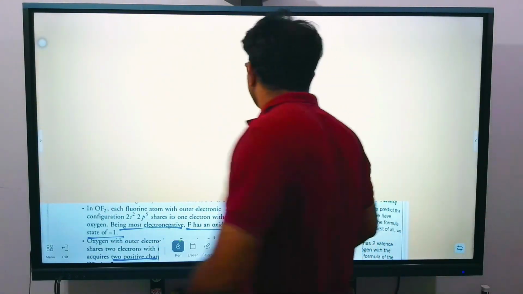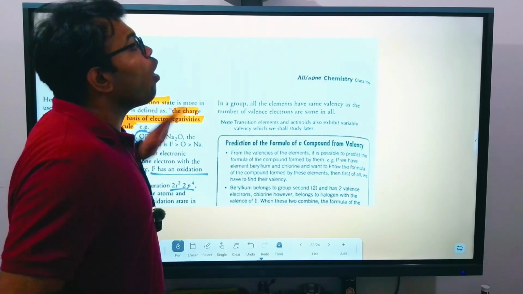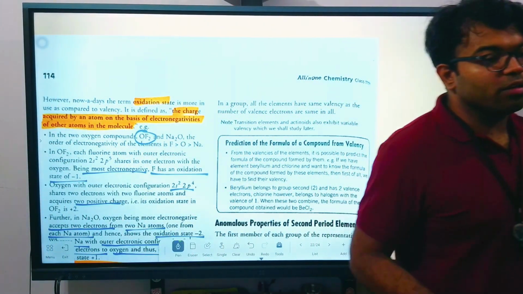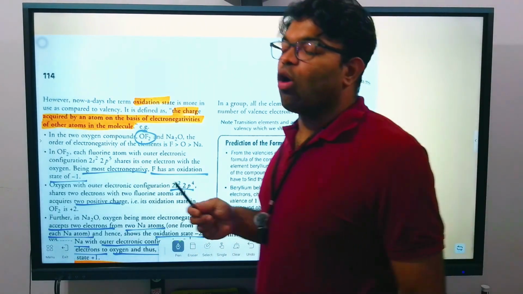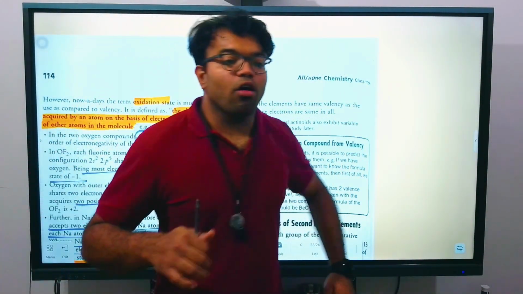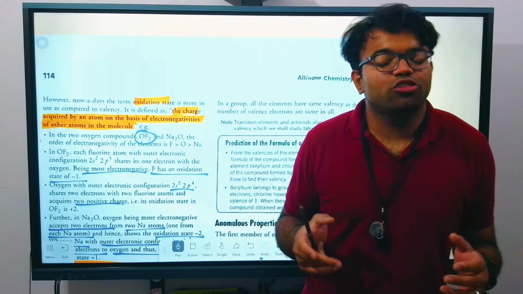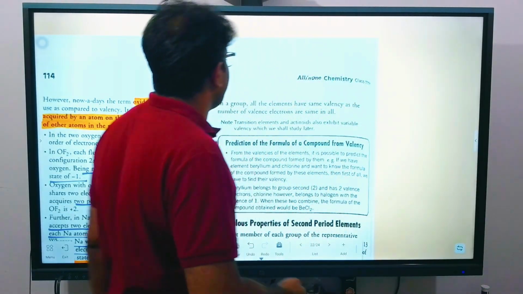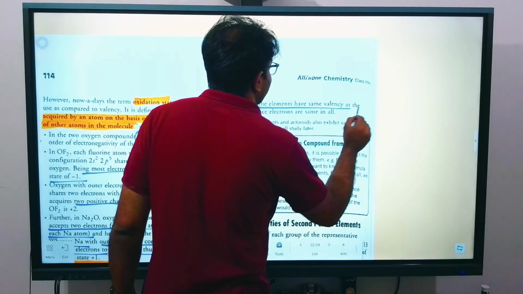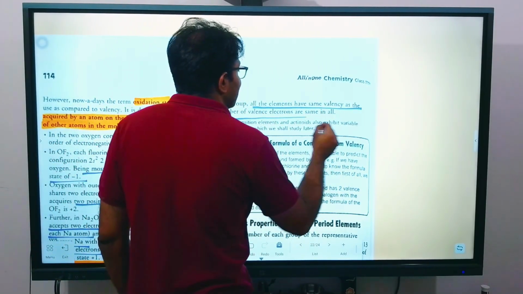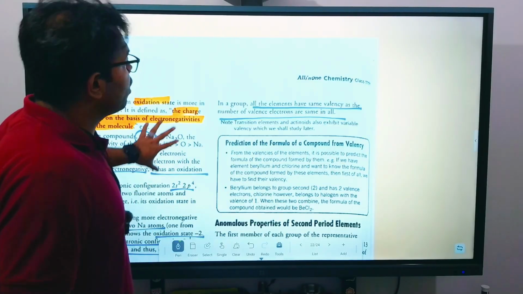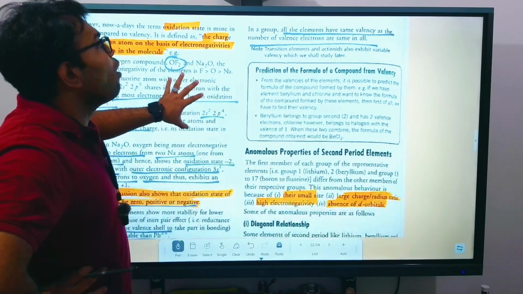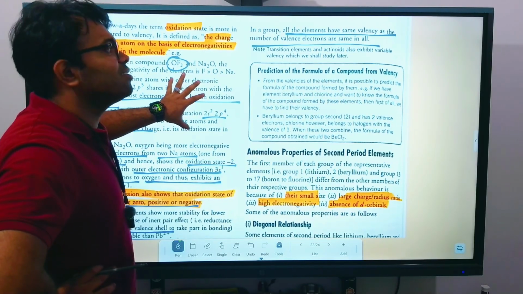But in a group, all the elements have the same valency because they have the same number of outer electrons. The reason we arrange all these elements in a group is why? Because of the same nature of electronic configuration that they have in the outermost shell, right? In a group, all the elements have the same valency as the number of valence electrons are the same in all. Note, transition elements and actinoids also exhibit variable valency, which we shall study later.